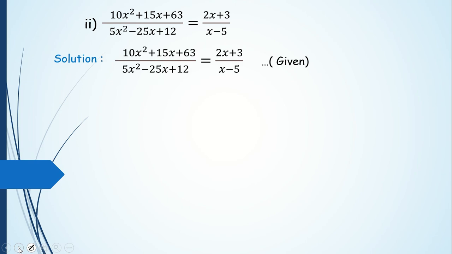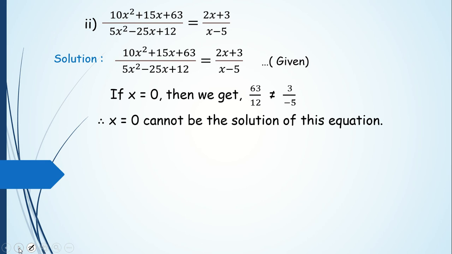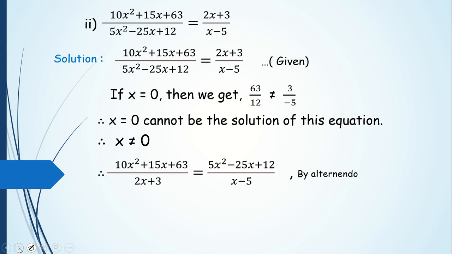We will just check the condition of 0. If x is equal to 0, then we get 63 upon 12 not equal to 3 upon minus 5, right? So x is equal to 0 cannot be the solution of this equation. Now we will check the case where x is not equal to 0. So here we do alternando as I told you. This goes in the numerator and this will come here in the denominator.